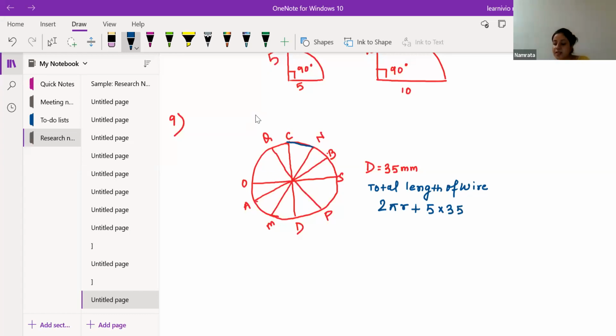Now the next part is asking the area of each sector of the brooch. So how many total parts have we divided? 1, 2, 3, 4, 5, 6, 7, 8, 9, and 10. 10 equal parts. You have divided it into 10 equal parts. That means 36 degrees each, can we say?